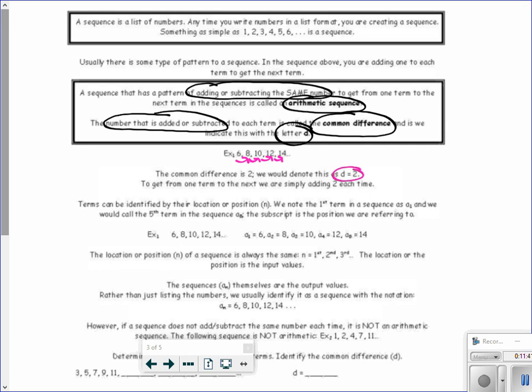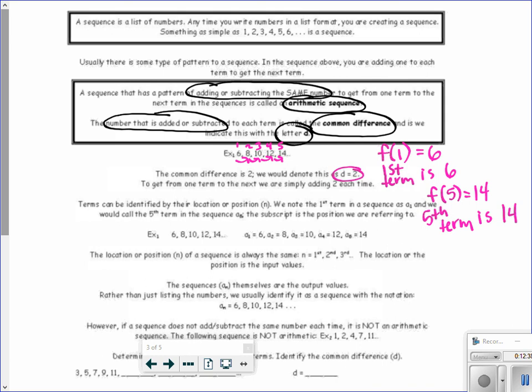Then the next part. If we're talking about this sequence, this is your first term, second term, third term, fourth term, fifth term. What you will be seeing is function notation. You'll see things like f of 1. F of 1 equals 6. What that means is that the first term is 6. Or if you see something like f of 5 equals 14, the fifth term is 14.